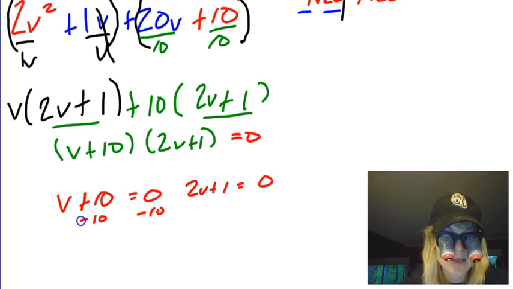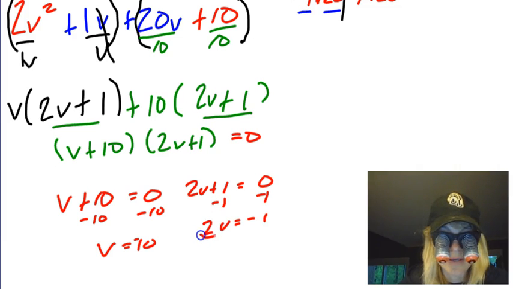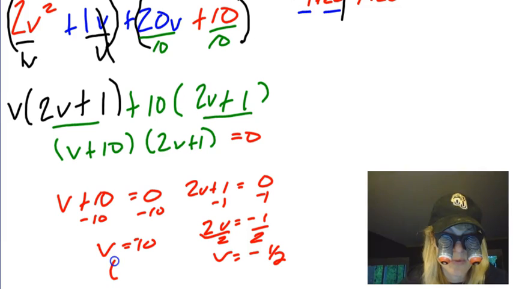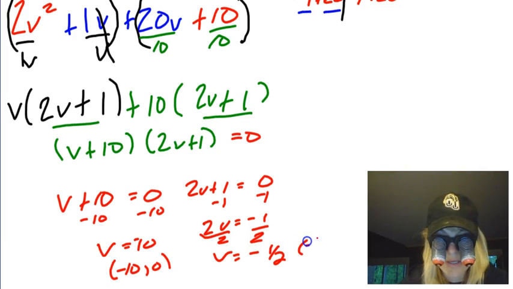Subtract the 10. So one of the roots is negative 10. Here we subtract the 1, and we get 2v equals negative 1. Divide by 2, and the other root of my parabola is negative 1/2. So if I put it in coordinates, negative 10 is a y-intercept, and negative 1/2 is a y-intercept.